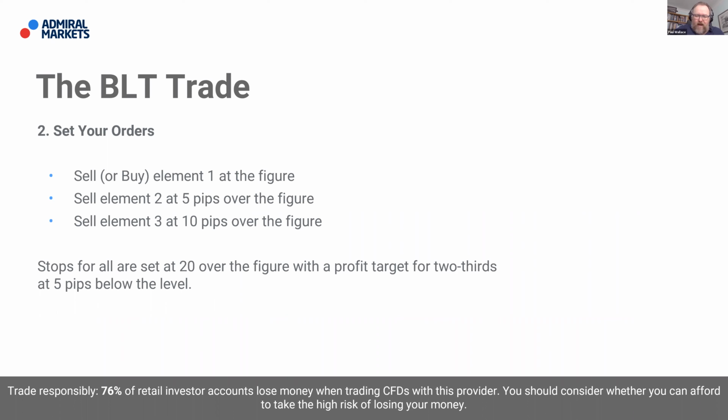If you wish to set trade orders at this, you can set your orders to sell or buy one element at the figure. If we're coming up from below, you're looking to fade it and sell. If price is coming down to that big level, you'll be looking to buy as part of the fade. If you wish to be aggressive, you can sell a second element at 5 pips beyond the figure, and a third element at 10 pips over the figure. All stops will be set at 20 pips or 20 points past the figure, with a profit target for two-thirds of your position at 5 pips below the level.